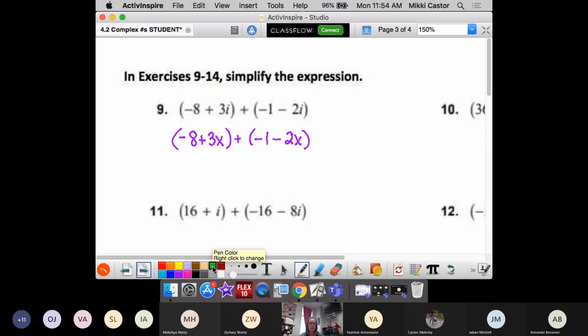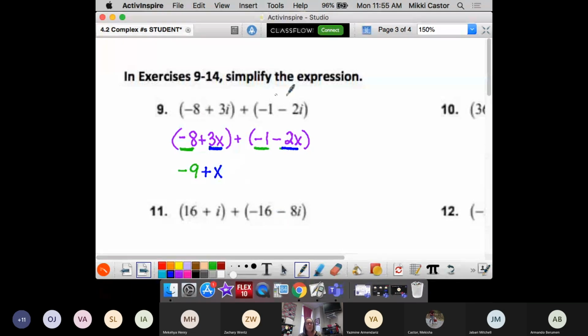What we're looking for in a case like that, because we're adding, is we're just going to combine our like terms. I would take the -8 and the -1 because those are both constants. Those are like terms. We would add them together and get -9. And then I have a 3x and a -2x. Those are also like terms. Let's do this in a different color. So 3x and -2x would add together to give me x.